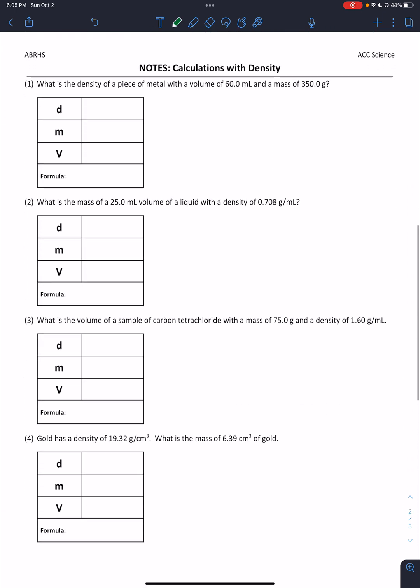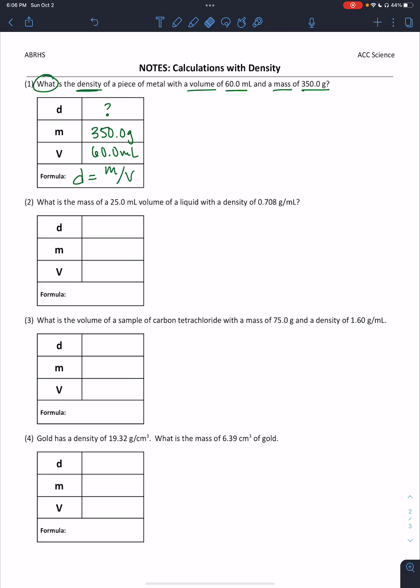For our first problem, we have: what is the density of a piece of metal with a volume of 60 milliliters and a mass of 350 grams? So our unknown is density. We have a volume of 60 milliliters, so I'm going to put that in my table, and then we have a mass of 350 grams. I'm looking for density, and I have mass and volume. So my formula is density equals mass divided by volume.